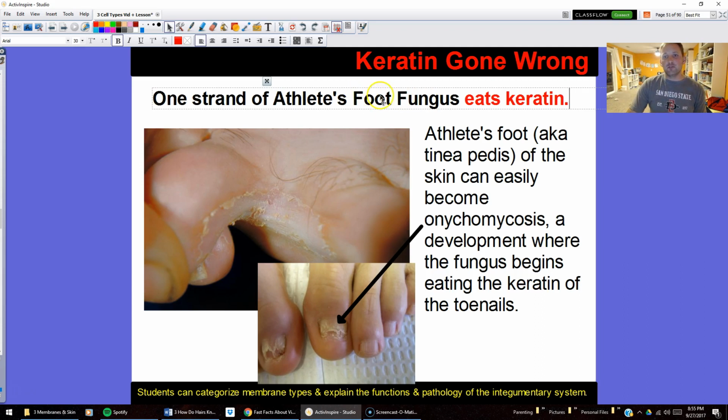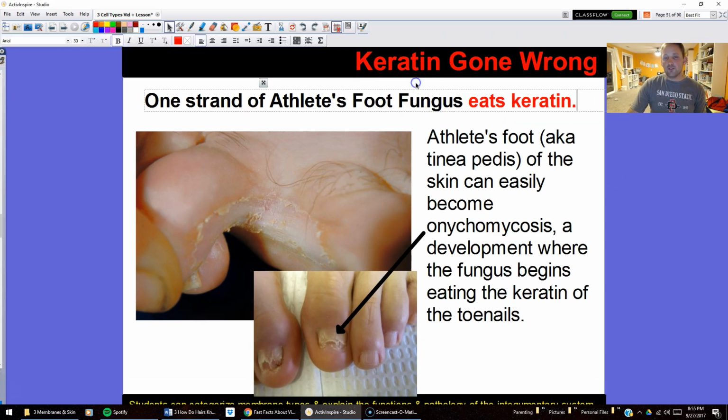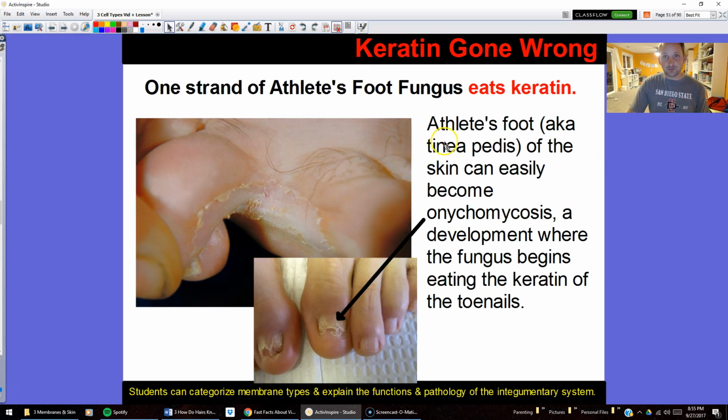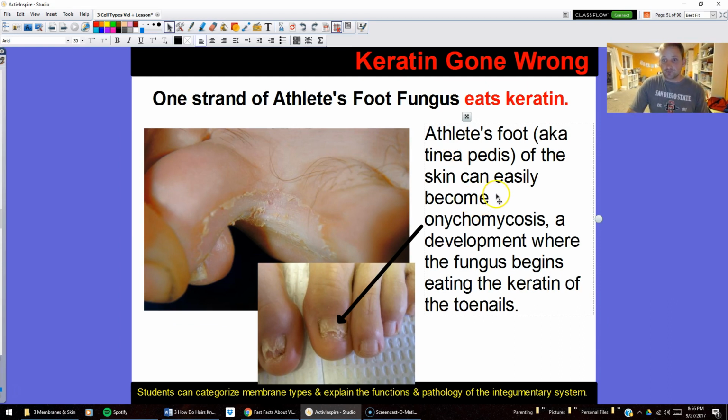There is a foot fungus that can live in between your toes and in your nails and actually eat keratin. So that foot fungus feeds on keratin. Protein can be broken down for energy. Keratin's a protein, so it can actually feed off keratin. So that's what athlete's foot is. It's just a fungus that eats your keratin. That's so cool.